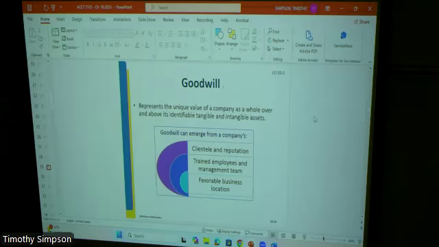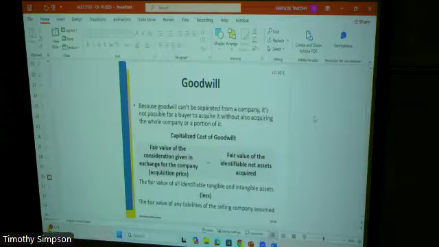We no longer really amortize it. It can be impaired, and we'll talk a bit more about impairment in a minute. So because goodwill can't be separated, it's not possible to acquire without acquiring the company as a whole or a portion of it, as I talked about. And again, this is sort of what I talked about: the fair value of consideration given minus the fair value of the identifiable assets acquired, minus any liabilities assumed.